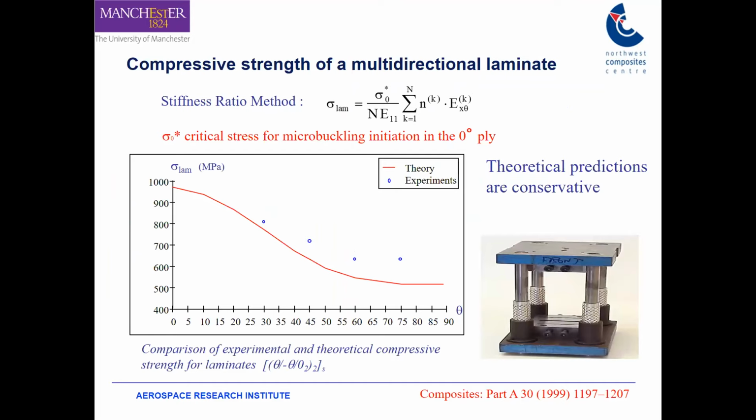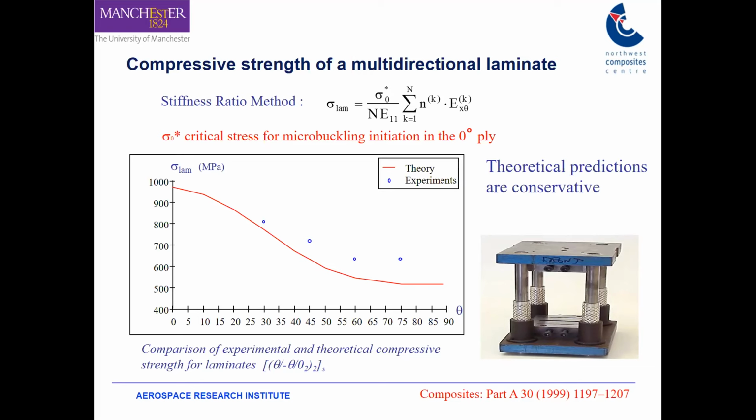And once you have determined the critical stress of microbuckling initiation, you can predict the strength of your multidirectional laminate with different models, with different approaches, or in this case, a very simplified stiffness ratio method, where you can see the theoretical predictions are pretty conservative.